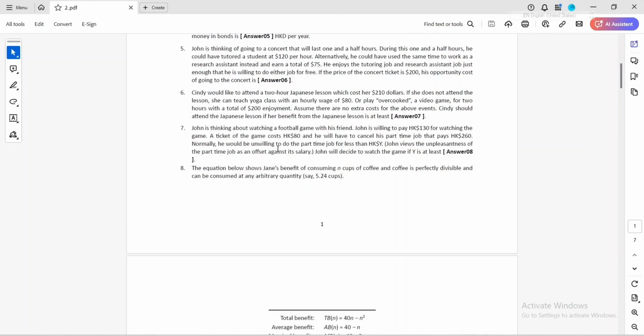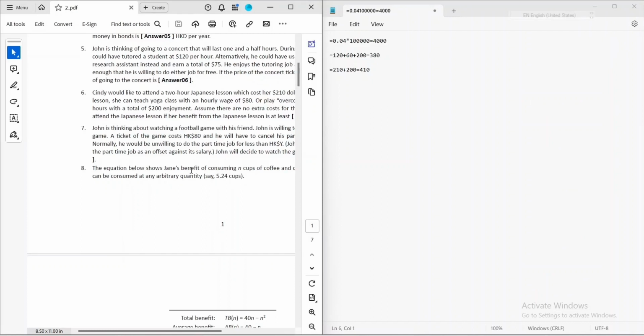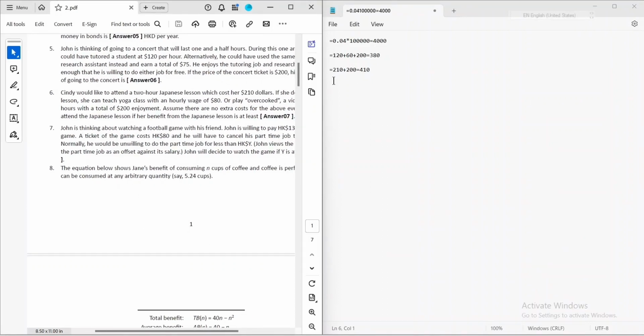John is thinking about watching a football game with his friend, and he's willing to pay $130 for watching the game. Ticket price is $80, and he will have to cancel his part-time job that pays $260. Normally, he would be unwilling to do it for less than Y dollars. So he decides to watch the game if Y is at least what? So the additional benefit should be greater than the additional cost. So what is the additional benefit in this case?